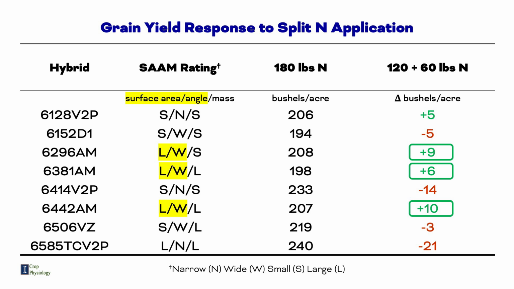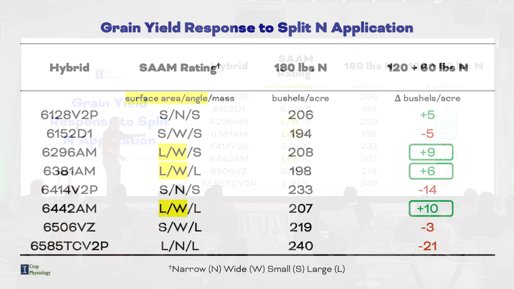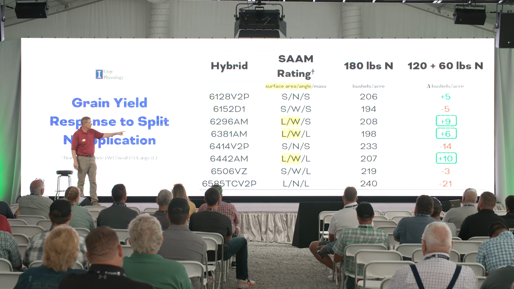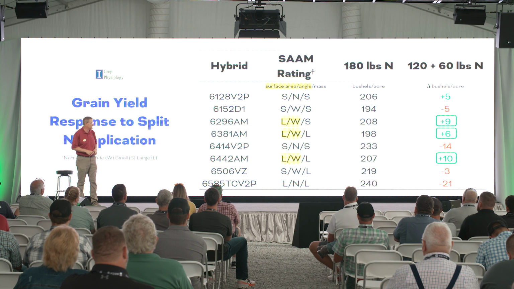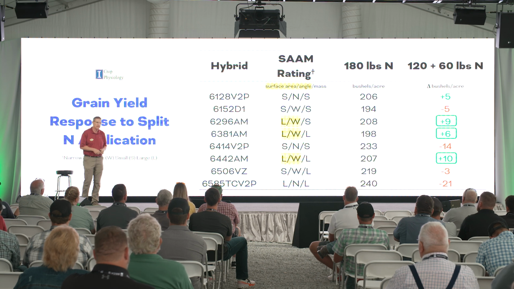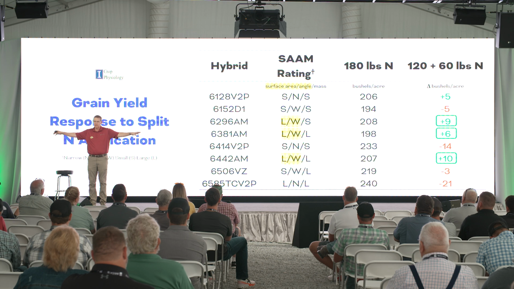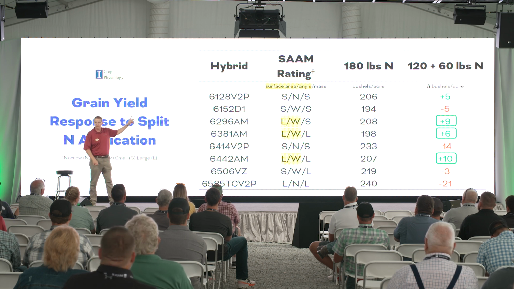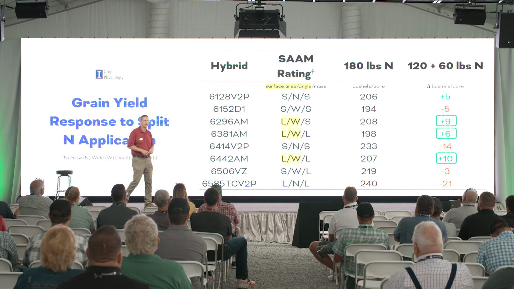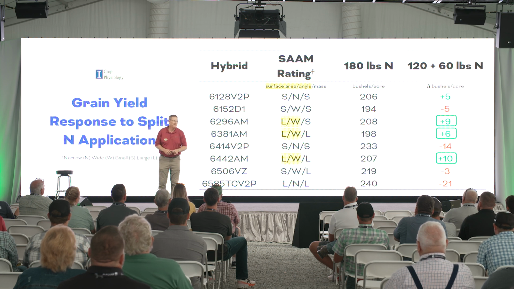Now, split application. So now I've got large, wide, and I'm putting my nitrogen out in the middle of the row. Are there any differences? Well, interestingly enough, when you look at the differences, it shows us that the large, wide tend to respond better to sidedressing nitrogen in the middle of the row. Does that surprise you? Probably not. Now, I want to point out, look at the top, 6128. It had a good response, right?